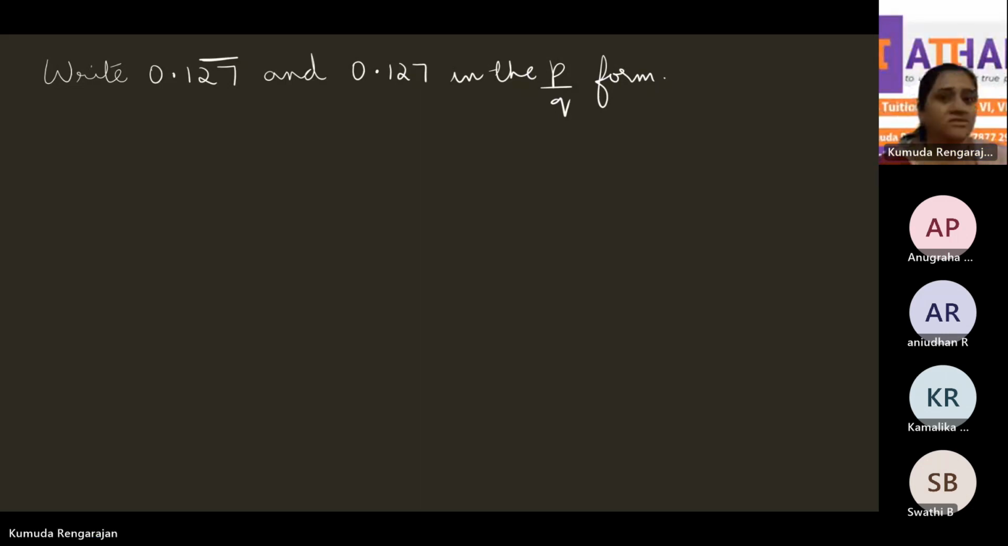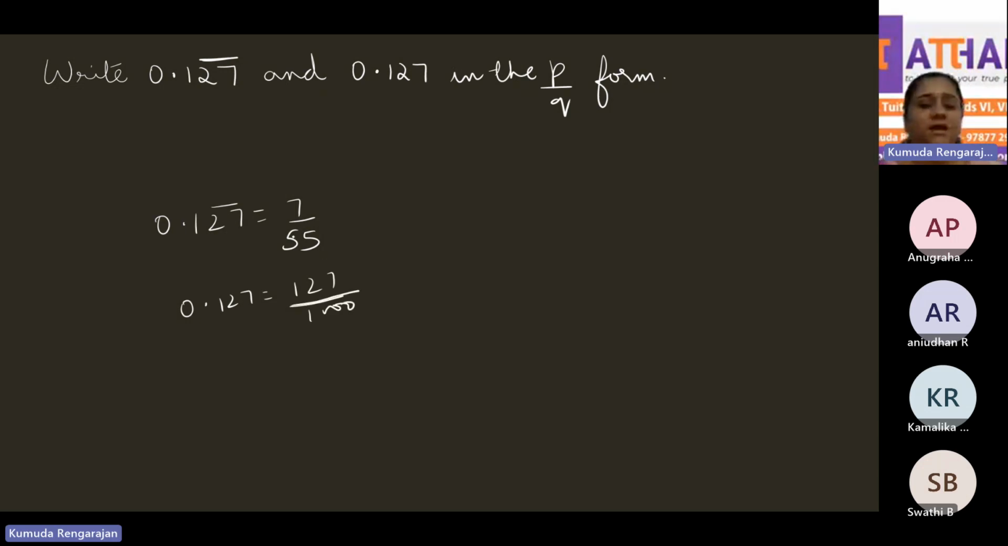I'll just sign off the online students. Online students, what is the answer for the first one? 7 by 55. Correct. And what about the next one? 127 by 1000. Very good. Online students, please mark the answers. We'll see the steps in the next class. It's time now. The answer for the first one is 7 by 55. The second one is 127 by 1000.